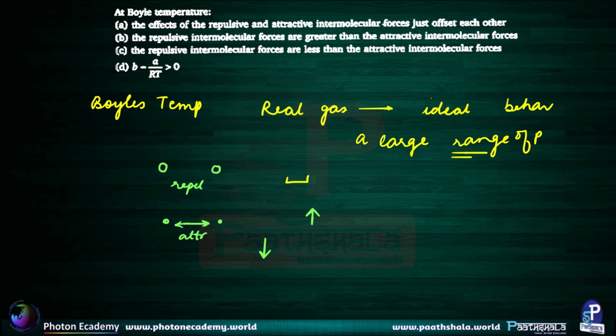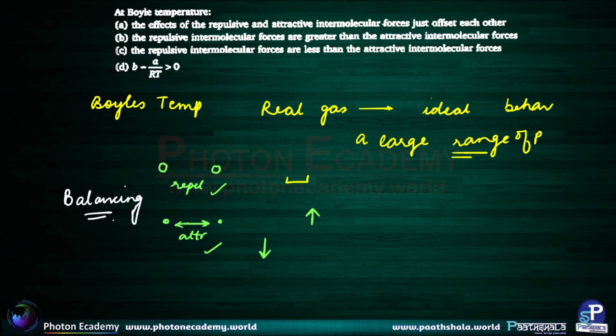If it is exactly equal to that of the ideal gas, it means that the repulsions and the attractions between the molecules are exactly balancing each other, okay, and giving an absolute ideal gas behavior. So A option is correct.